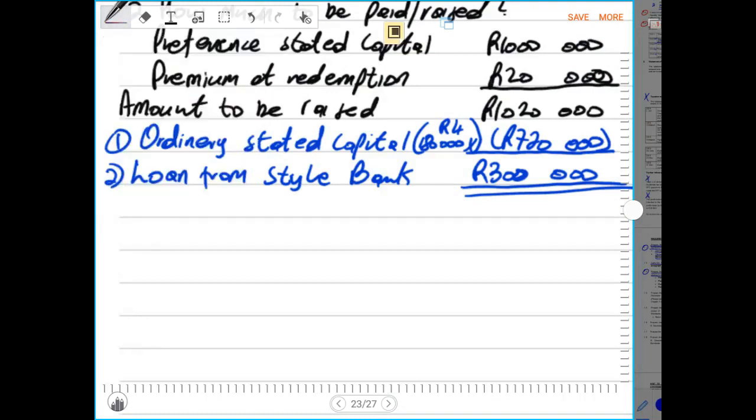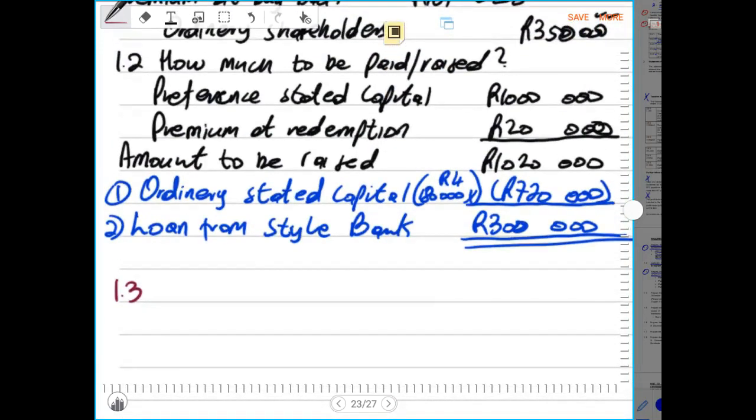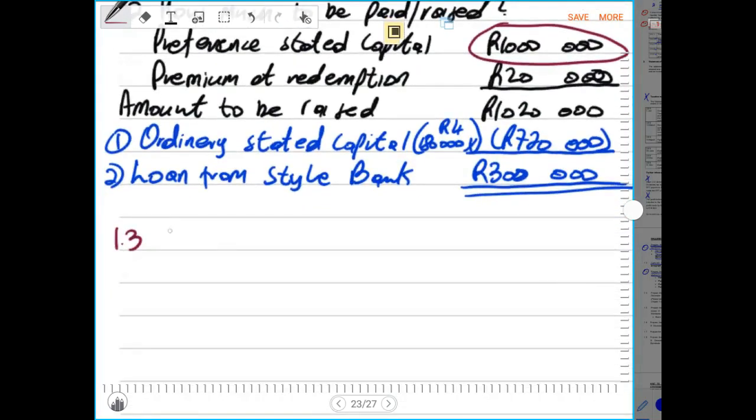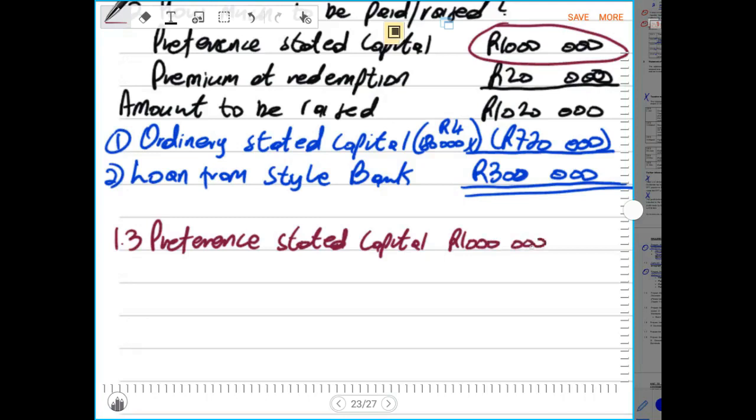So now we do 1.3, and in 1.3 we debit how much capital is being redeemed. The preference stated capital that is being redeemed is the full million, because all the preference shares were redeemed. So now we debit our preference stated capital, and it will be 1 million rand.